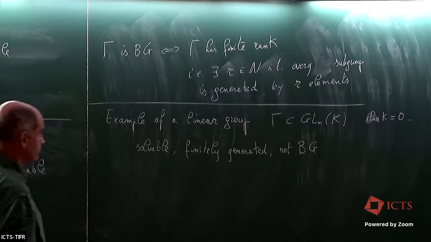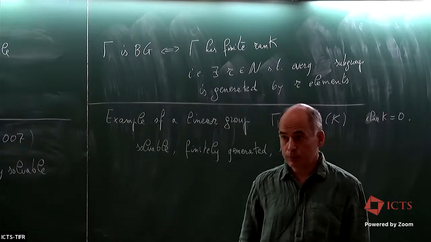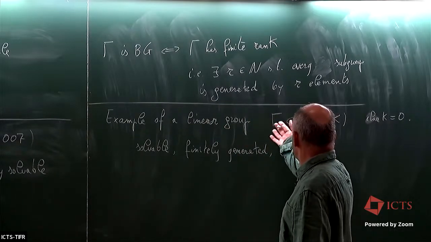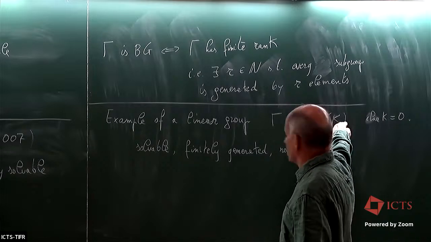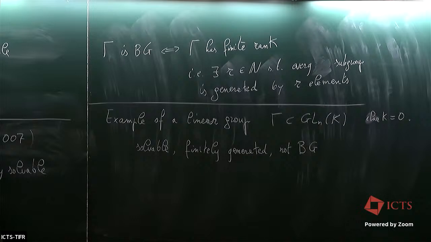So a finitely generated linear group can be viewed as a subgroup of GLN(O), where O is a finitely generated ring. And in a finitely generated ring, there are lots of ideals, so one can take quotients by these ideals and distinguish any two elements.